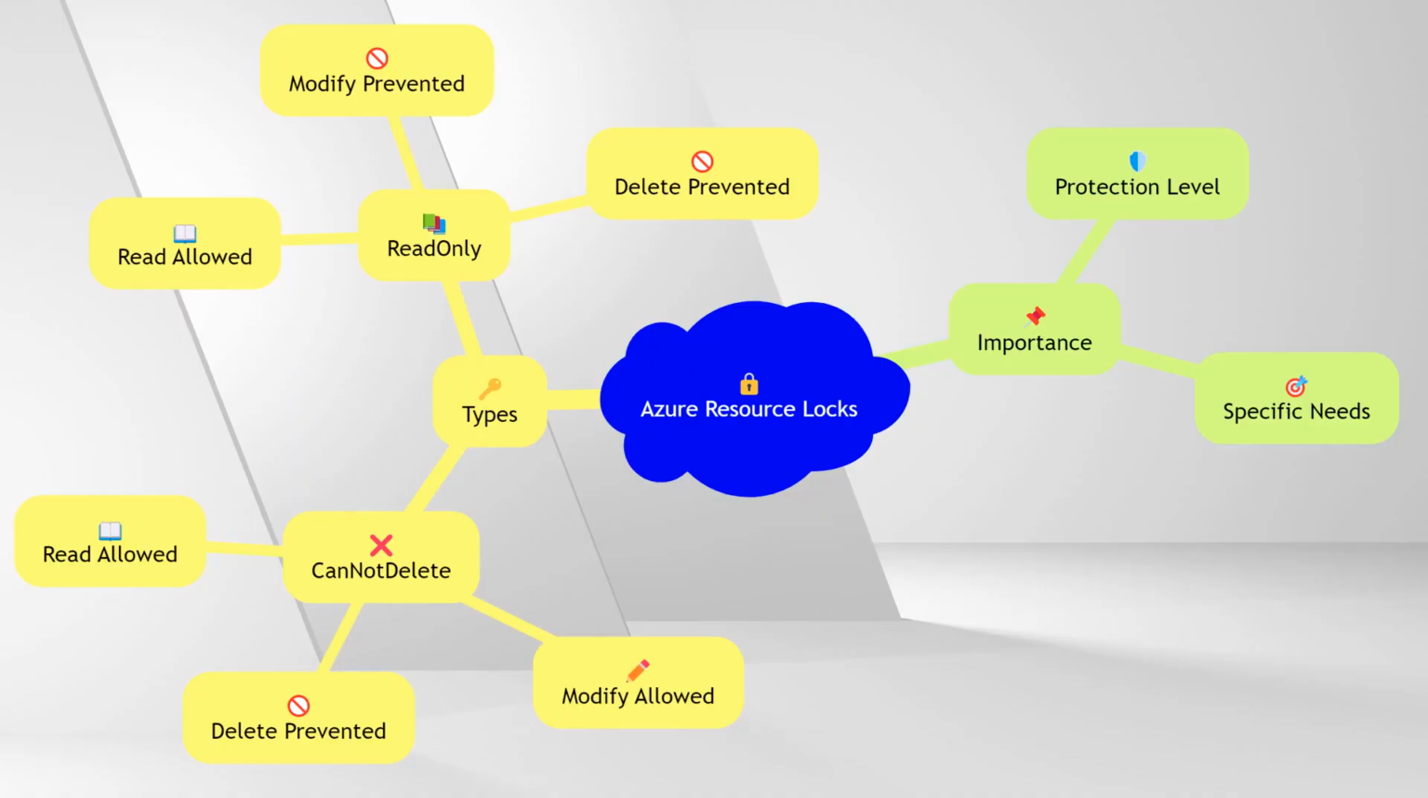Azure offers two types of resource locks: cannot delete and read only. The cannot delete lock prevents users from deleting a resource, but allows them to read and modify it. The read-only lock, on the other hand, restricts users to only reading the resource, preventing any modifications or deletions. Understanding these types is crucial for applying the appropriate level of protection to your resources based on your specific needs.